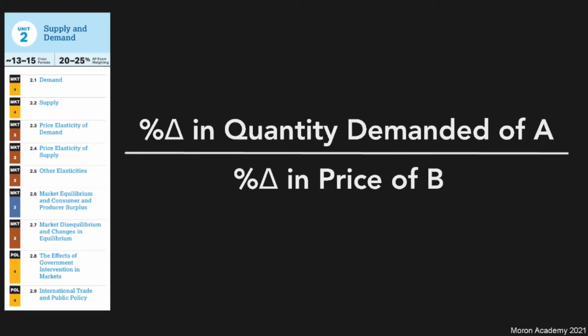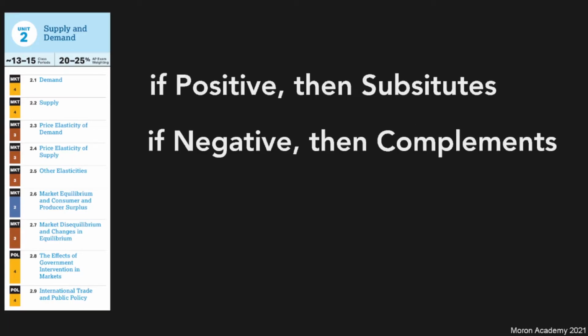So what do you do with this information once you have calculated it? Unlike the previous ones, this is a matter of looking at whether or not it is positive or negative, rather than whether it's a number above 1 or below 1. If the price of apple pies goes up and the quantity demanded of cherry pies also goes up, that means they are substitutes. If the price of apple pies goes down, but the quantity demanded of cherry pies still goes up, that means they are complements.